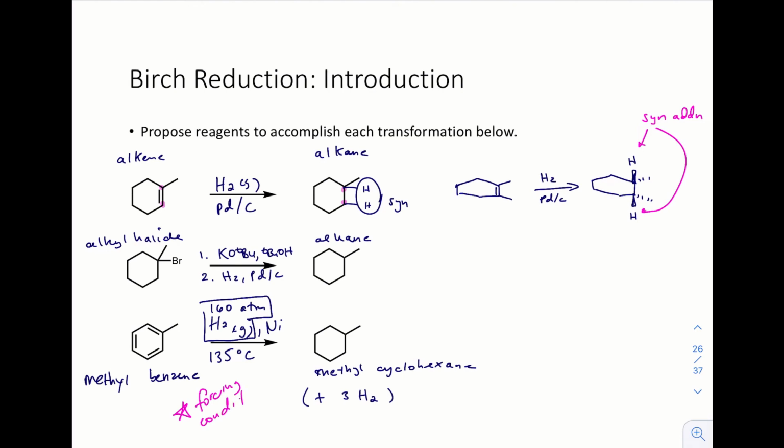So I would call these forcing conditions. At this point, we all understand why forcing conditions are necessary. This product is non-aromatic.